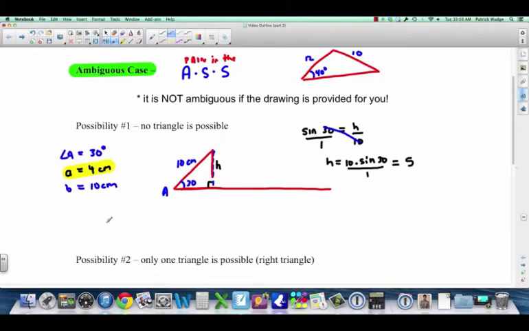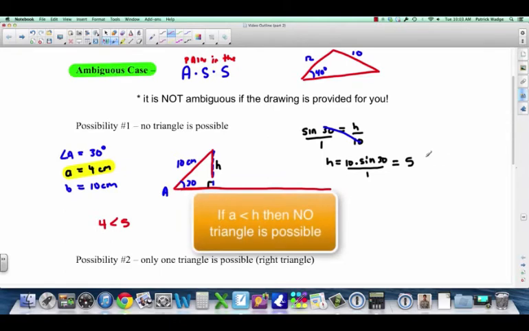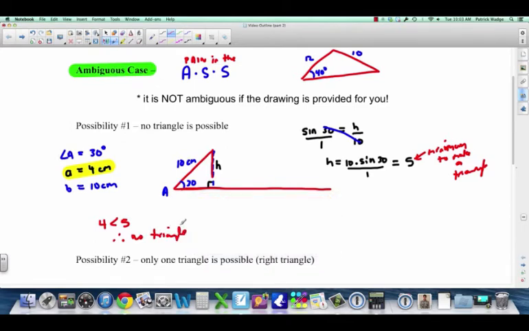So, because this 4 here is less than 5, the minimum to make a triangle, and since we don't even have that, therefore, no triangle. It's not even big enough to make a single triangle. Okay, I hope that makes sense.